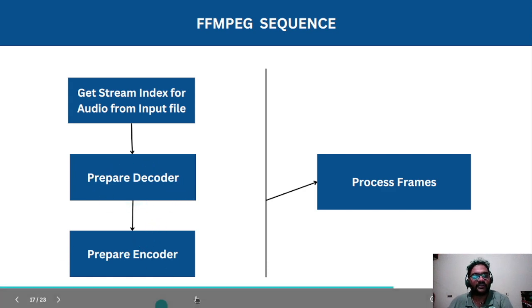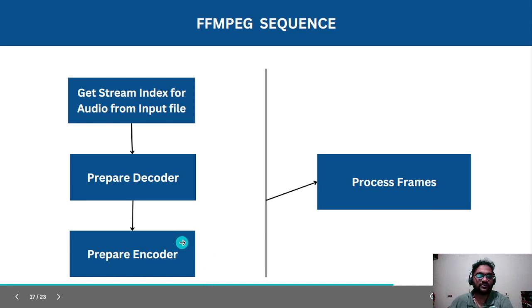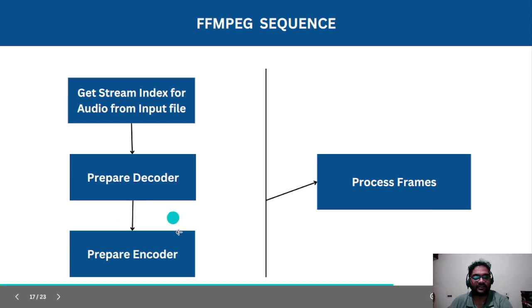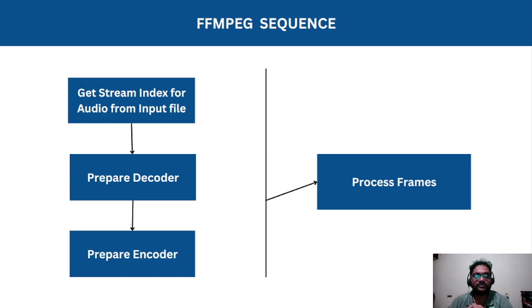And in the prepare encoder block, it all depends on the output file. It means you are taking an MP4 file and you want to convert that into an MP3 file, and you need to open that output file, and you need to give all the options like what codec ID you need, what sample rate you need. So all those details you need to pass to the encoder and make it ready.